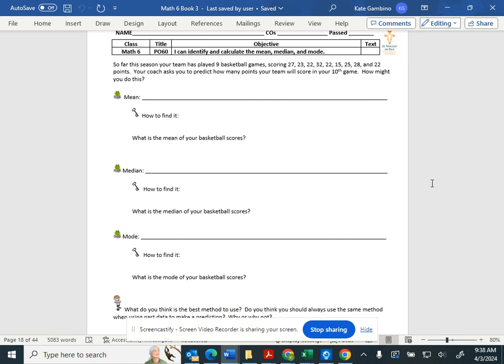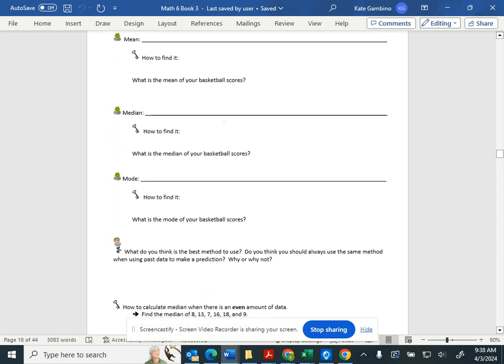So far this season, your team has played 9 basketball games, scoring 27, 23, 22, 32, 22, 15, 25, 28, and 22 points in each of your games. Your coach asked you to predict how many points your team will score in your 10th game. How might you do this? We could look at the mean, we can look at the mode, and we can look at that median to maybe get an idea of where we might fall. So the first one we're going to work with is the mean.